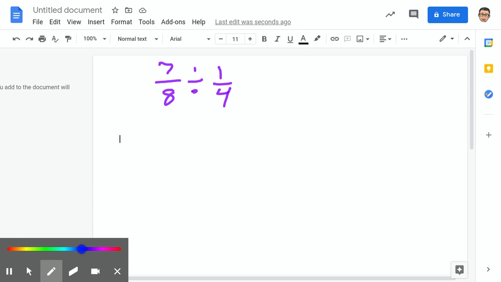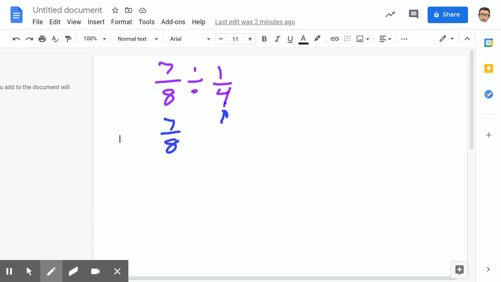One of the things I like to do, and I learned this from one of my former students, she was a whiz with fractions, and she always said to me, why don't you look at the smaller denominator first and see if it is a factor of the bigger one? In other words, can 4 go into 8s? Oh, yeah, it can. So she told me, just keep the 8s and then convert this to 8s.